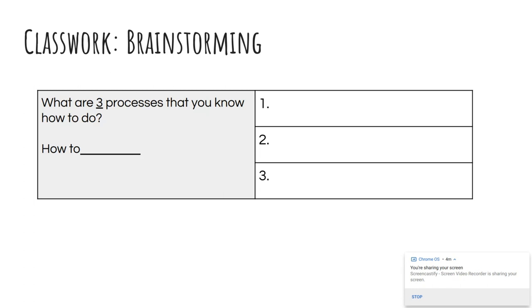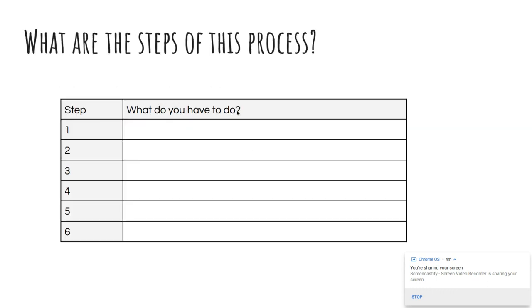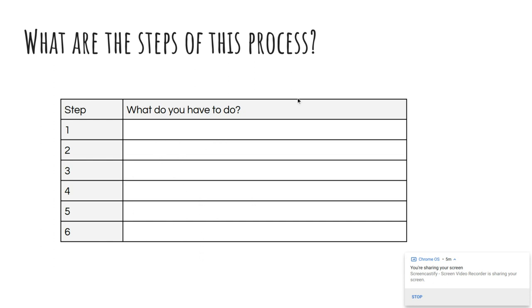The first step in your brainstorming is that you're going to think about 3 different processes that you know how to do. Then you're going to tell us which one you're going to focus on in your essay because you're only choosing one. And then you're going to create that central idea. Why is it important to learn this process? And after that, you're going to give us the steps. 6 steps. How do you do this process? First, you do this. Second, third, fourth, fifth, sixth.